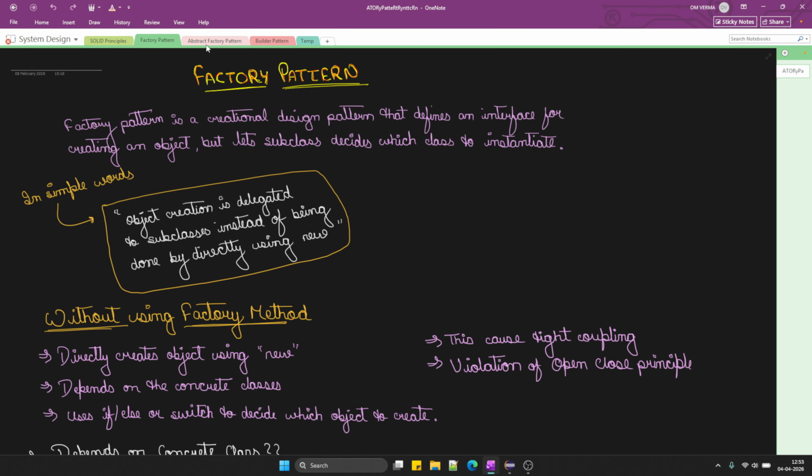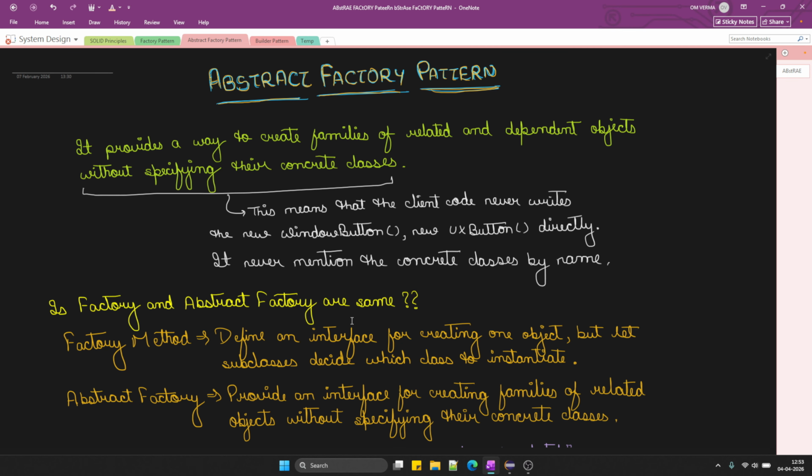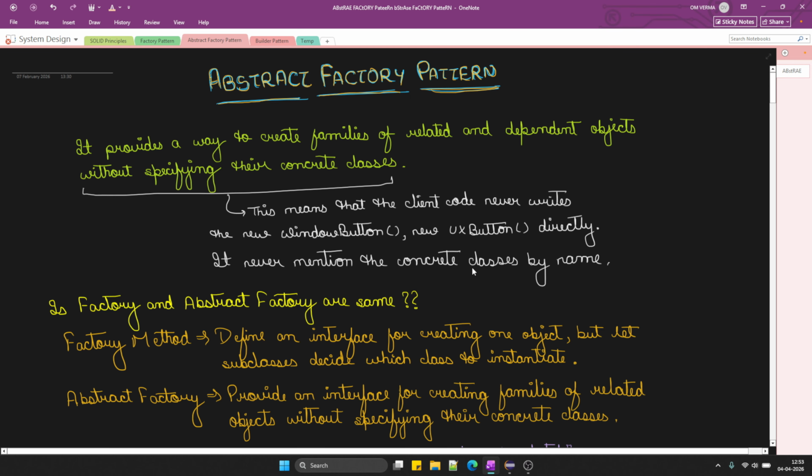I'm saying this because the abstract factory pattern is nothing but an adjunct of the factory pattern. It means that it is an extension of the factory pattern. The components that we are going to use in the abstract factory pattern are very similar to what we used in the factory pattern. So let's start.